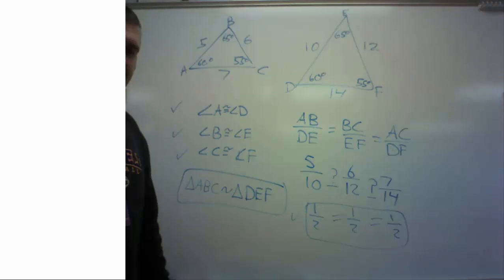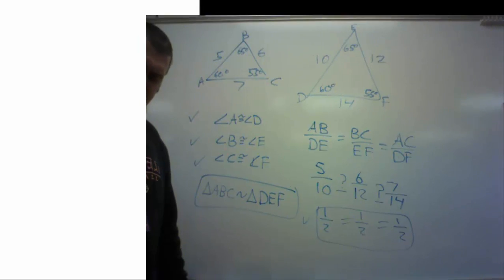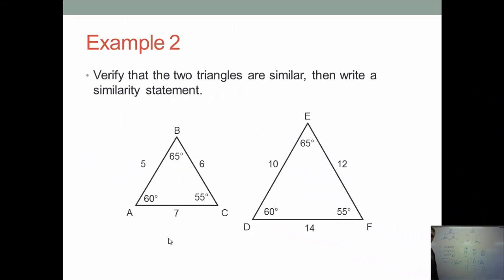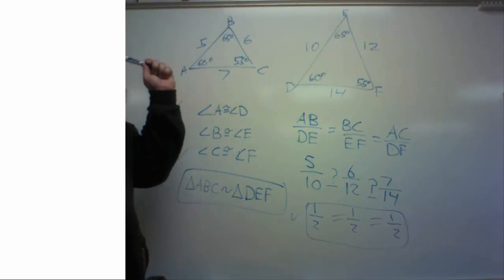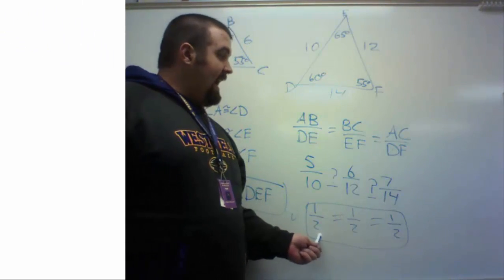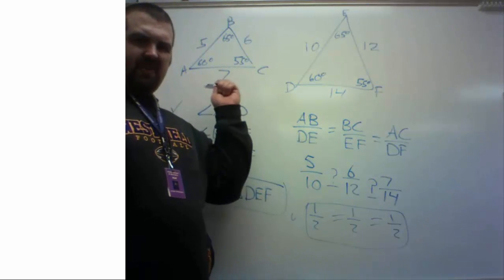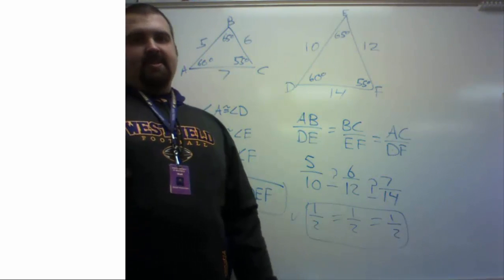We're done with the big part of this section. At this point, what we're going to talk about is what we call the scale of similar polygons. It's really not that hard. It's really not that bad. The scale factor is the ratio of corresponding sides of corresponding triangles or corresponding polygons. So if I would look at this one back here, the scale factor would have been 5 to 10 or 1/2 because the ratio of the corresponding sides in this case was 1 to 2.